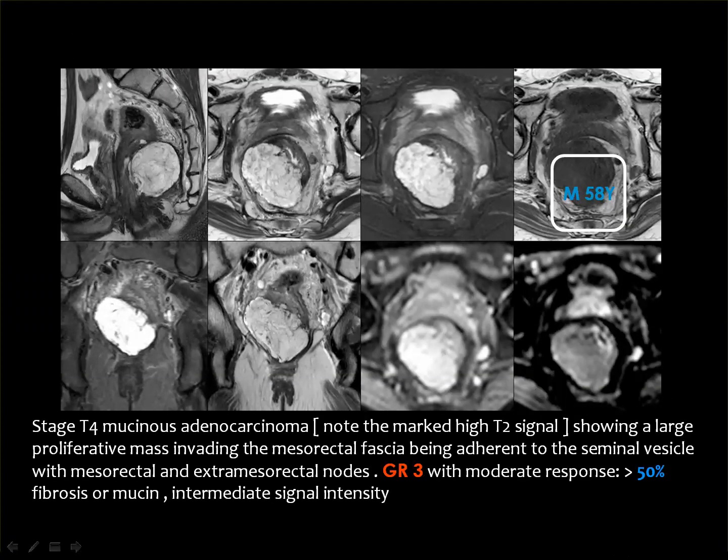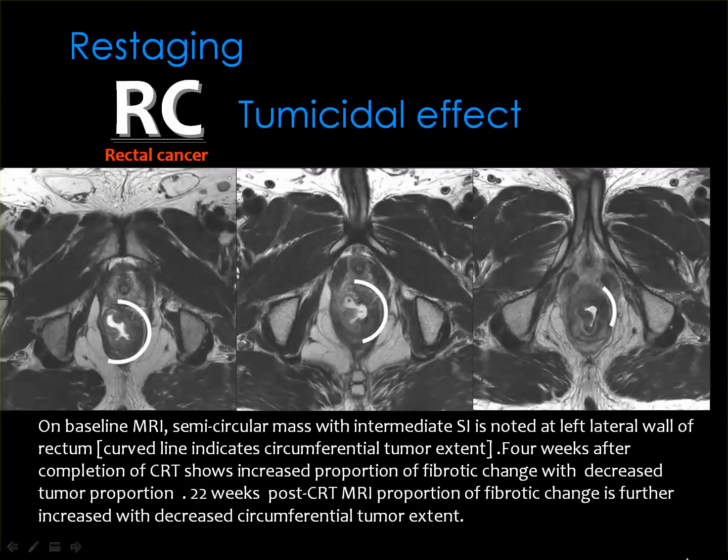And this is another tumor that has been treated by chemo irradiation, and you got, let us say, moderate response to the treatment, and this is classified as a grade 3 with moderate response to the treatment. And here you see what's known as the tumoricidal effect of the chemotherapy and irradiation.